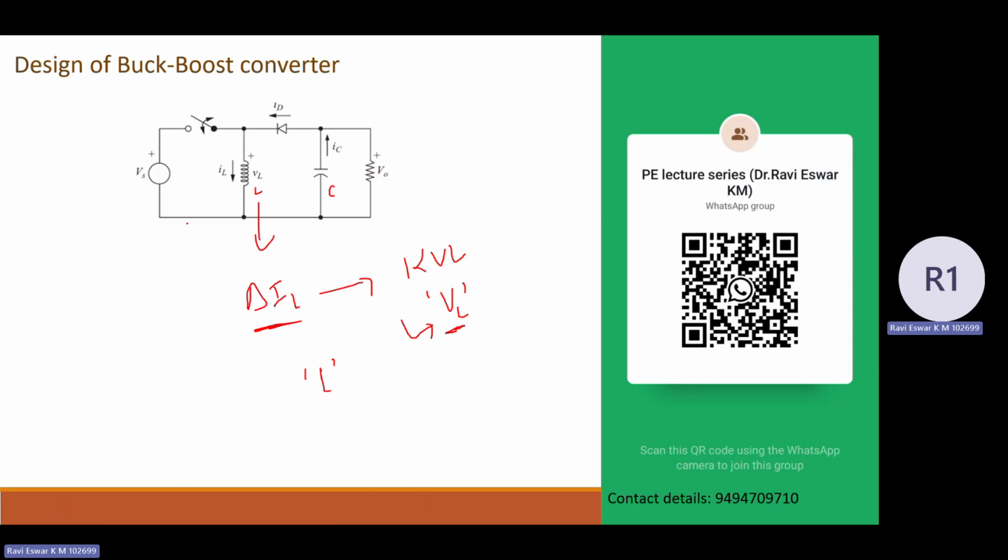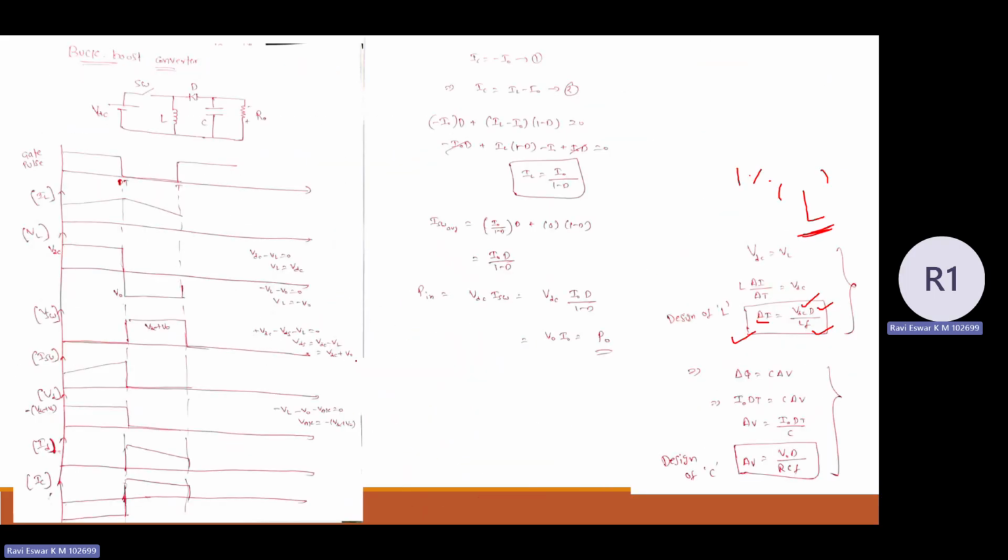Not only boost converter, buck converter, any converter, if you want to design the value of L, you need to look into del I. Where this del I comes from means applying a KVL in a loop, either in mode 1 or mode 2, and get the equation of VL. So from this VL equation, you can get the design of L. So this is the design of L equation for the buck boost converter.